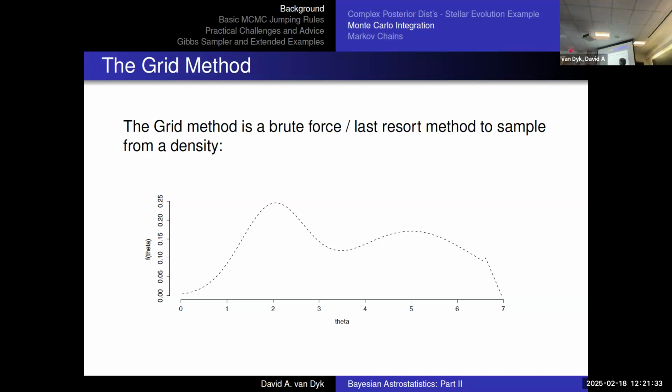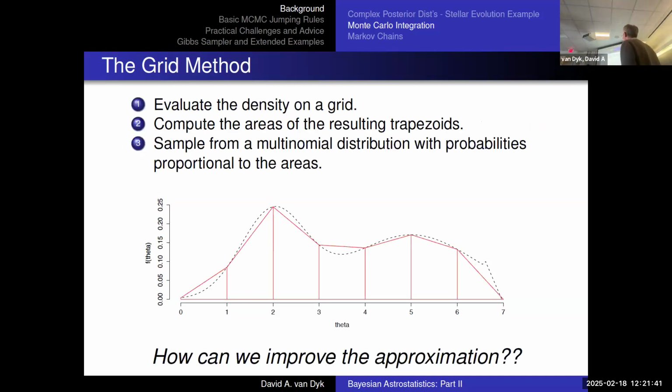So imagine I have a crazy posterior distribution, not Gaussian, some strangely structured posterior distribution. It looks like that. What the grid method says is I'm just going to evaluate this thing on a grid. So it has a funny curve. I can just evaluate it at the integers, in this case, up to 7, and then I compute the area of each of these trapezoids, which is not hard to do. And then I just sample from a multinomial distribution. So I find this area and I sample 1 with probability equal to this area, taking the areas and dividing them by the total, so these are the probabilities. And I sample 1.5 with probability equal to this area.